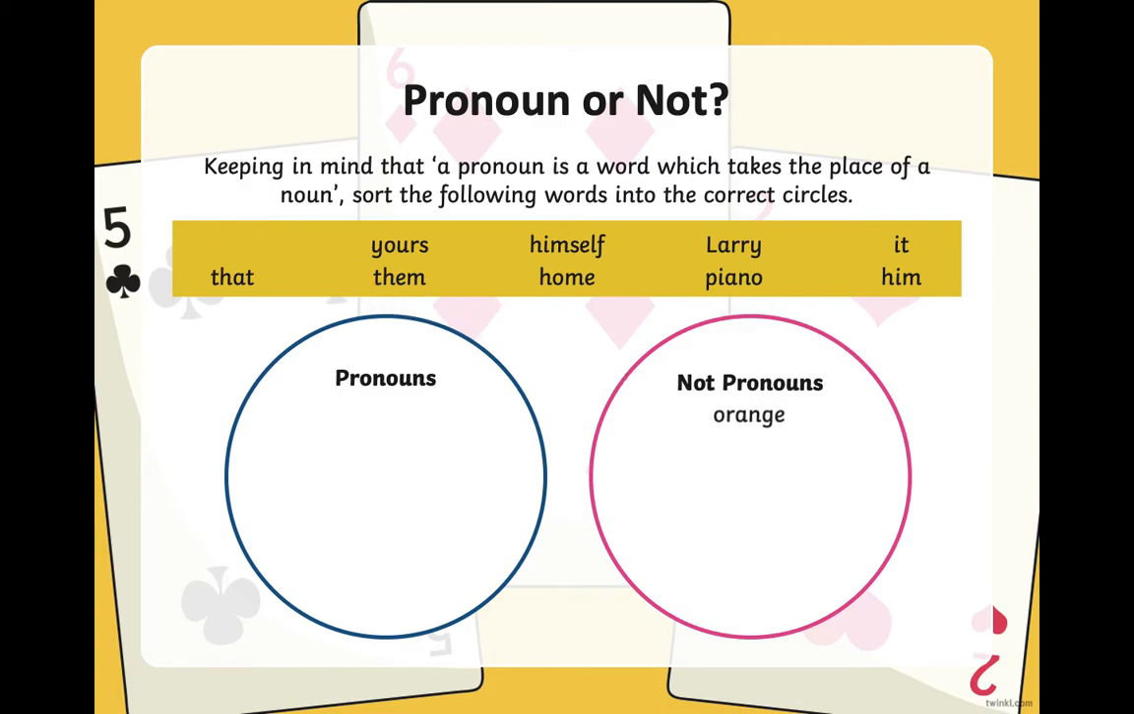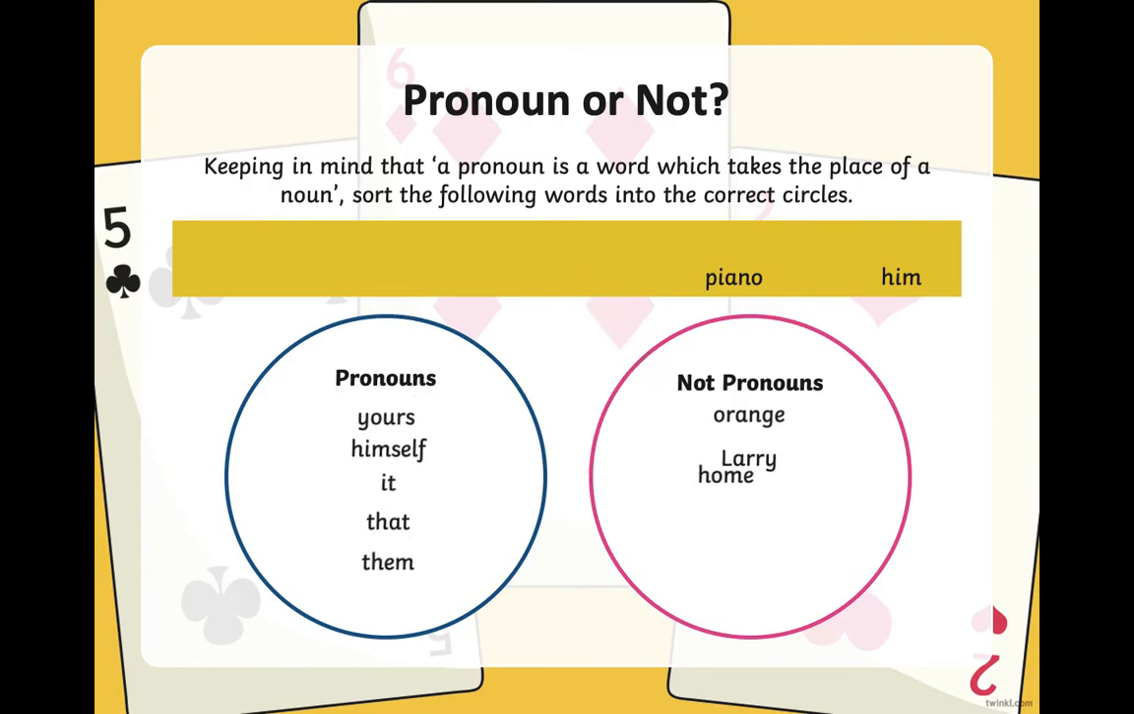Okay, here we go. Orange, it's a noun, it is not a pronoun. Yours is a pronoun. Himself is also a pronoun. Larry is a noun. It's a proper noun because he has a capital letter. It's the name of a person. It is a pronoun. That is a pronoun. Them is a pronoun. Home is not a pronoun. It's a noun. Piano is not a pronoun either. Him is a pronoun. Well done if you got those correct.